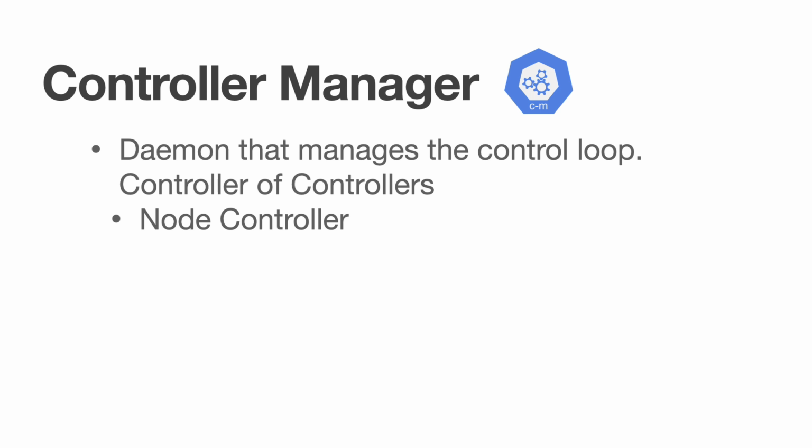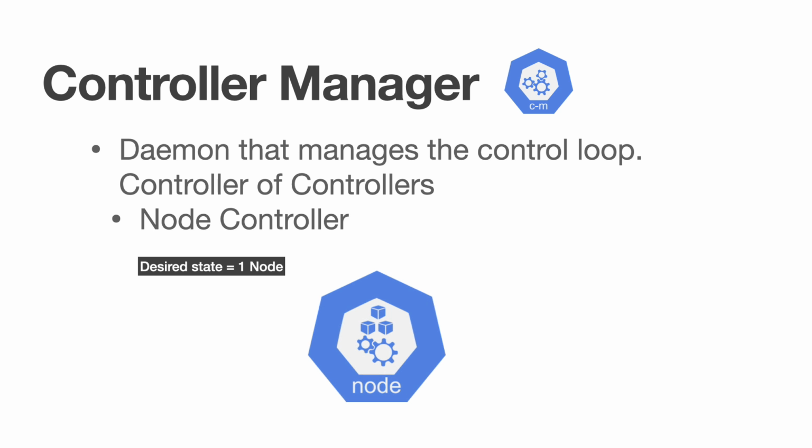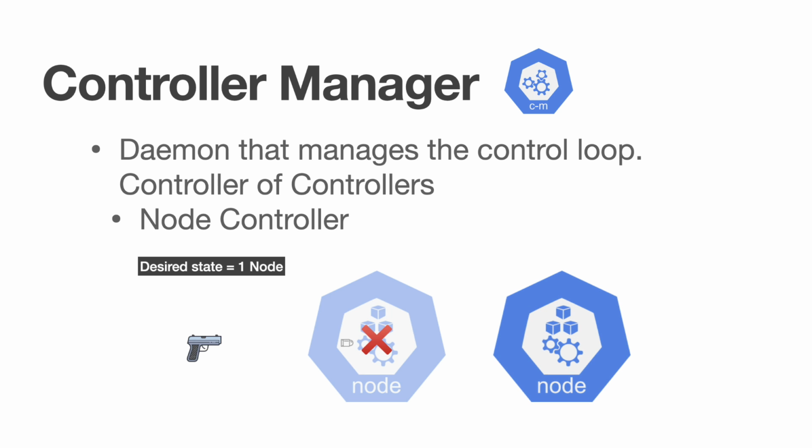In our example here, we are setting the desired state equal to 1 node. This is not the actual way to do it, but it is just an example. If we have 1 node and this node dies, so if this node has a problem, maybe it has a disk failure, or it ran out of memory, or any other factor, then the node controller is responsible for bringing another node. So you see here, this is the purpose of the node controller.